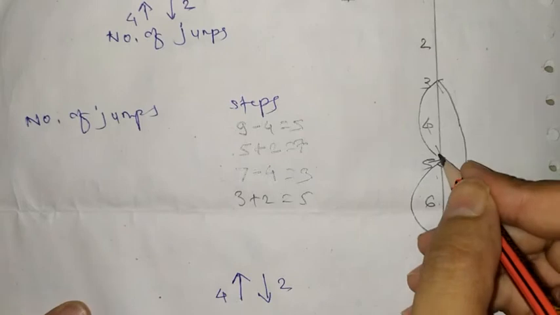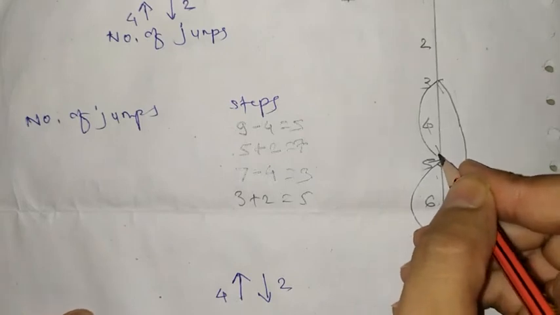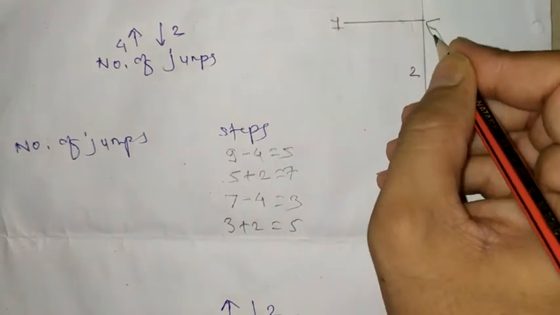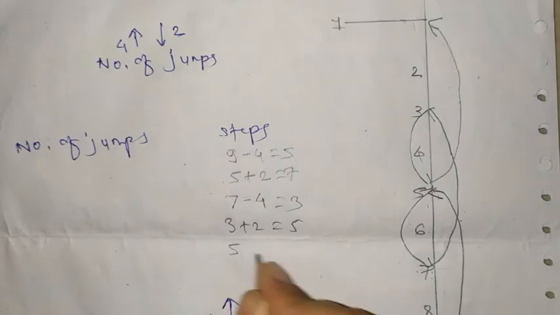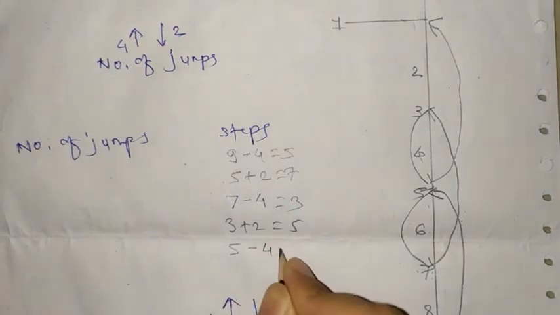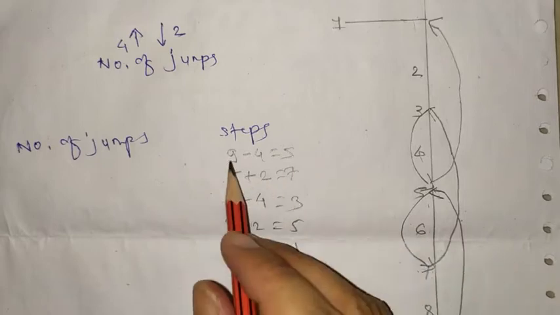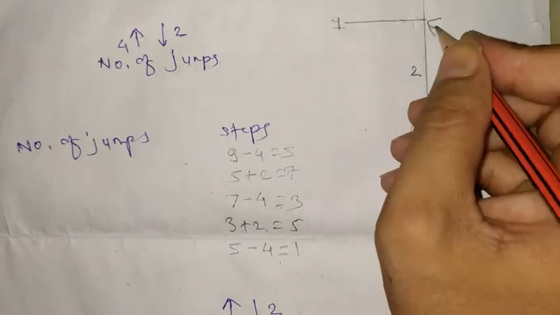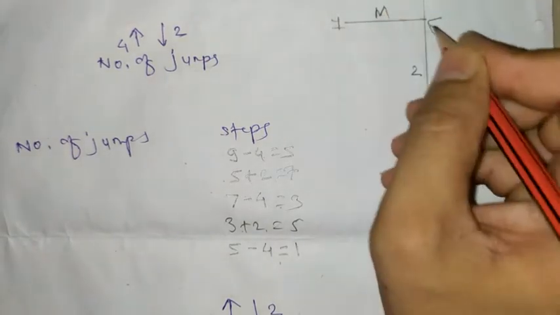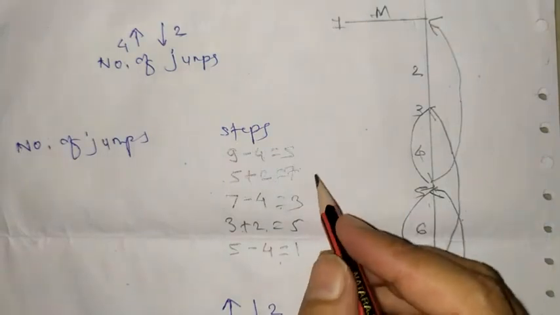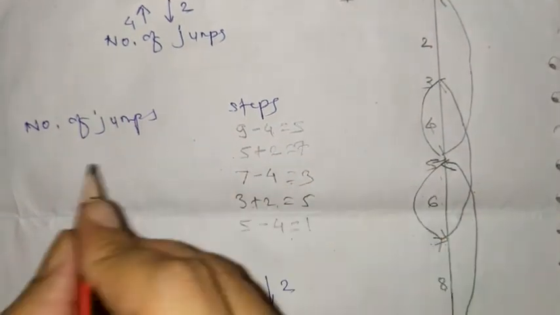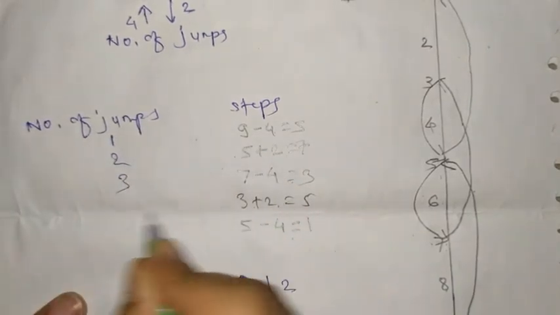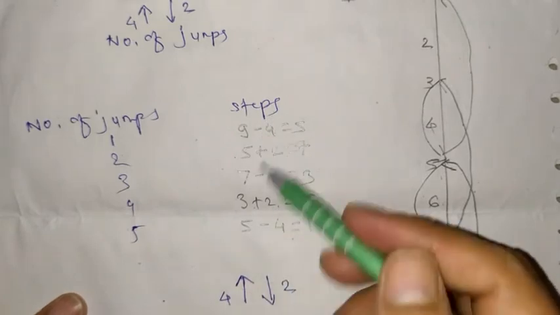So it will go upside by how many steps? 4 steps: 1, 2, 3, 4. So it means 5 minus 4 means 1. Now in this equation you see, first we did minus 4, then plus 2, minus 4, plus 2, minus 4. So finally the monkey is present here in the topmost position. So how many jumps are required? This is jump 1, 2, 3, 4, 5. It means a total of 5 jumps are required.